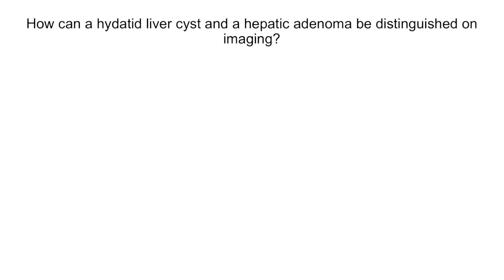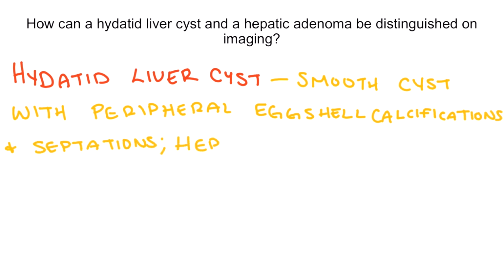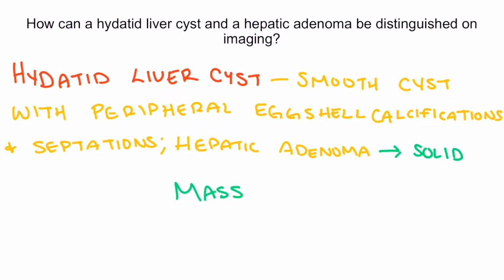How can a Hydatid liver cyst and a hepatic adenoma be distinguished on imaging? On ultrasound, the Hydatid liver cyst presents as a smooth cyst with peripheral calcifications. There may also be septations present. In contrast, a hepatic adenoma presents as a solid mass on the ultrasound.